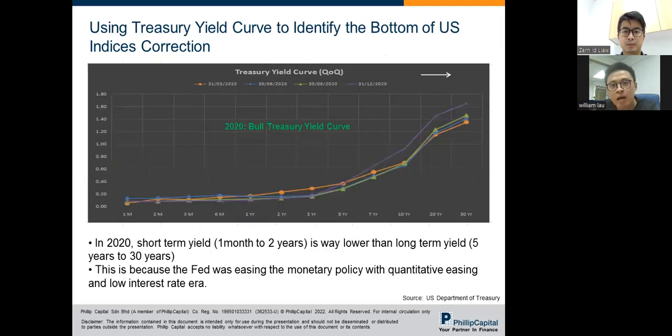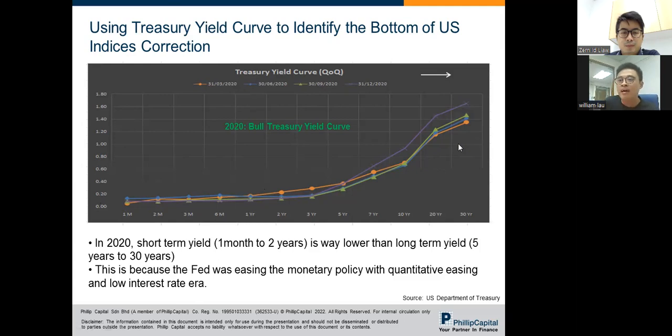Now let's look at a bullish yield curve. This yield curve is in 2020. This is a very healthy one. Why is it healthy? Because if we put our money in the bank for 1 month, our rate is definitely going to be lower than 6 months. Our rate is going to be lower than 3 years, and lower than 30 years.